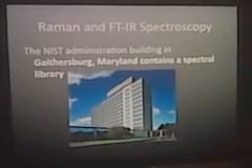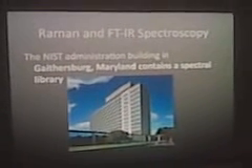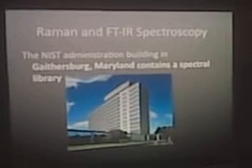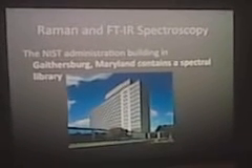Raman and FTIR spectroscopy. I want to use this PowerPoint presentation to introduce the National Institute of Standards and Technology and what actually is done at the NIST administration building in Gaithersburg, Maryland. And they compiled a library of spectral data on molecules of Raman and FTIR spectra.